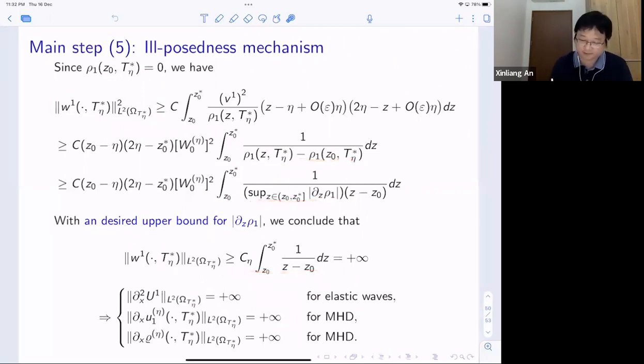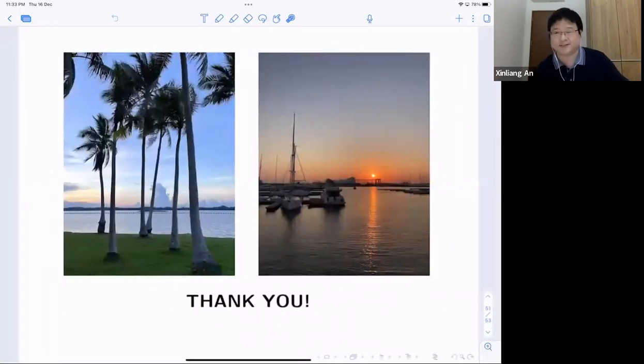And this will give us, for the Fourieristic wave, the gradient of U1, the second derivative of U1, blowing up instantaneously. And for the MHD, we have the first derivative of U1 and the first derivative of rho going to infinity. That is the reason why we say that the ill-posedness mechanism, the blow-up of the norm, was driven by shock formation. And that's everything I want to talk about. Thank you very much.